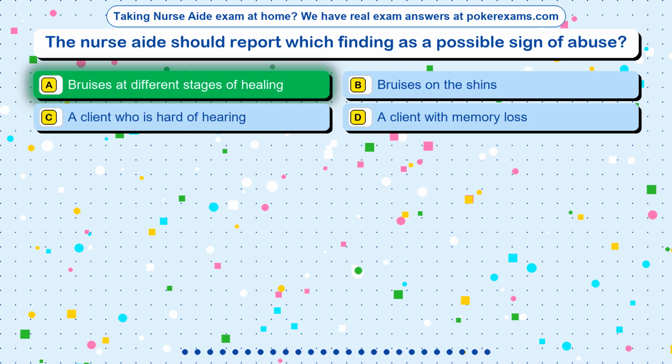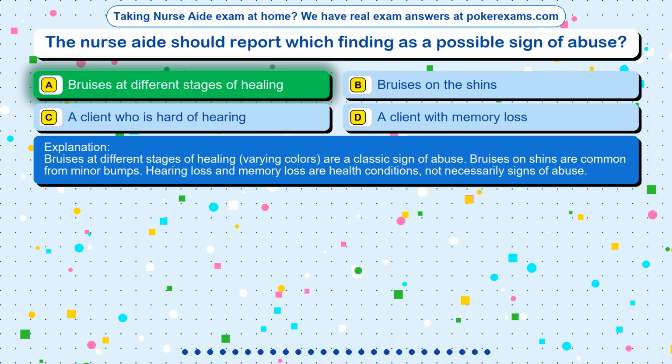The correct answer is option A. Bruises at different stages of healing. Bruises at different stages of healing, varying colors, are a classic sign of abuse. Bruises on shins are common from minor bumps. Hearing loss and memory loss are health conditions, not necessarily signs of abuse.